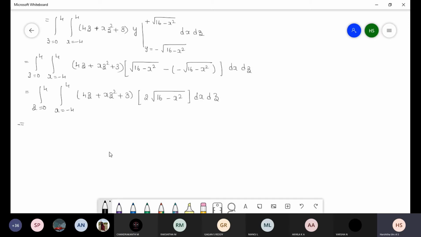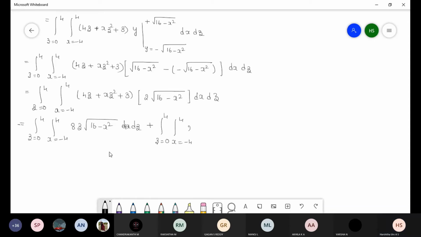Before doing that, let us multiply this term with these 3 terms. So I write here z is equal to 0 to 4, x is equal to minus 4 to 4. So 2 4s are 8, z root of 16 minus x square. Next, again here dx into dz, plus z is equal to 0 to 4, x is equal to minus 4 to 4.